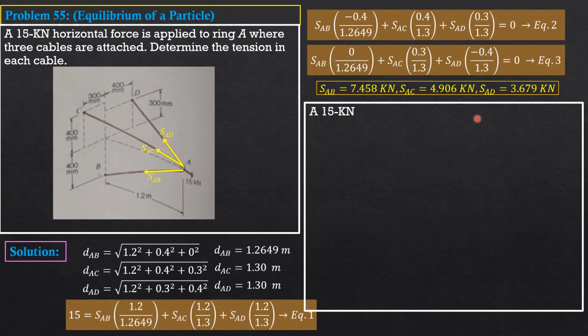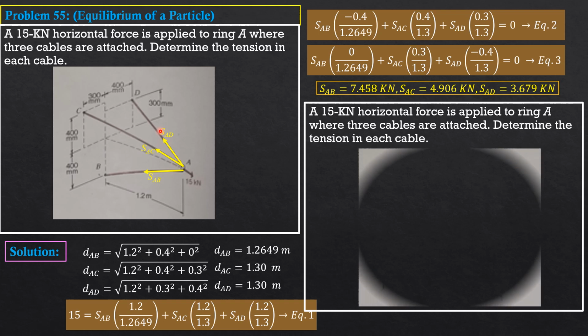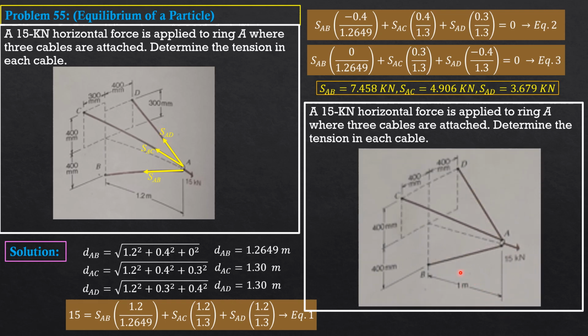Now for your part, here is your problem. A 15 kilonewton horizontal force is applied to ring A where three cables are attached. Determine the tension in this cable. It's somewhat similar, but this time this is 1 meter, and take note that we have cable tensions that are the same vertical distance. Then this is the same 15 kilonewtons, and show that these are the answers. S_AB is 8.078 kilonewtons, S_AC equals S_AD equals 4.308 kilonewtons. So that's it for your part.